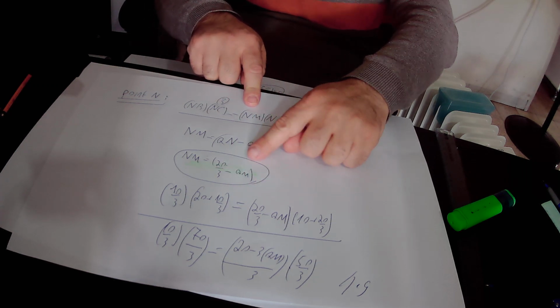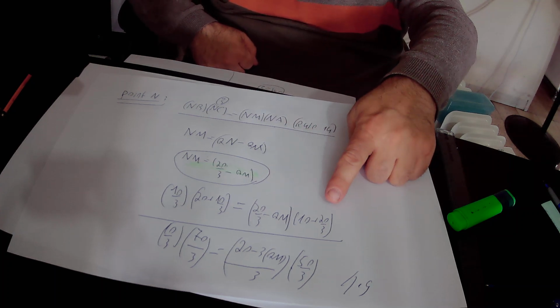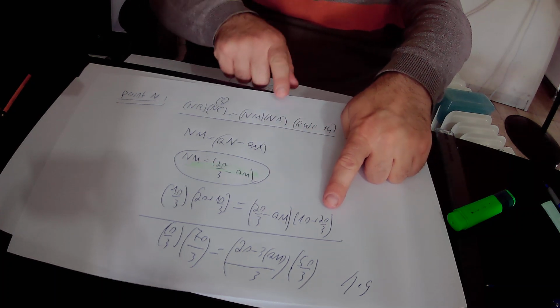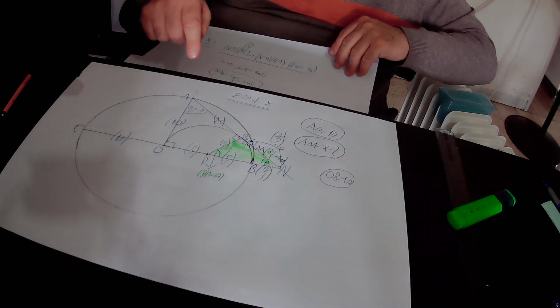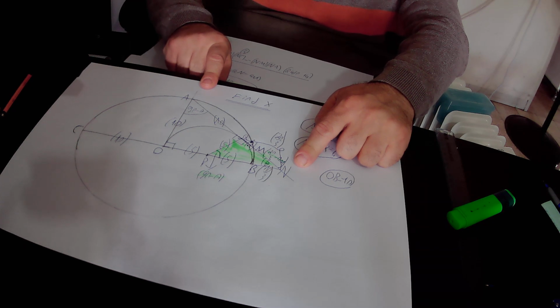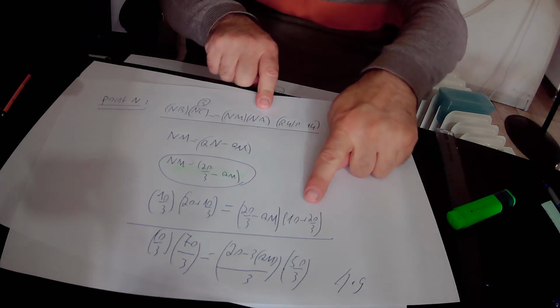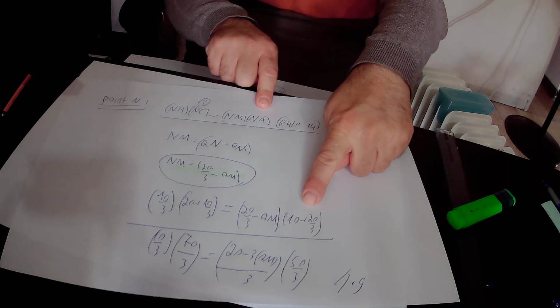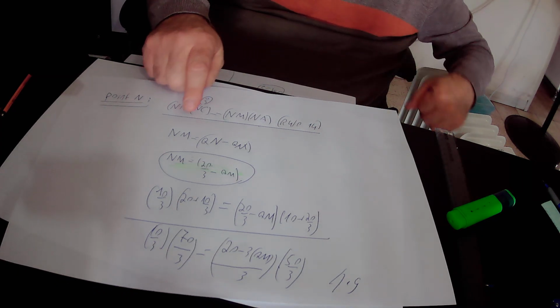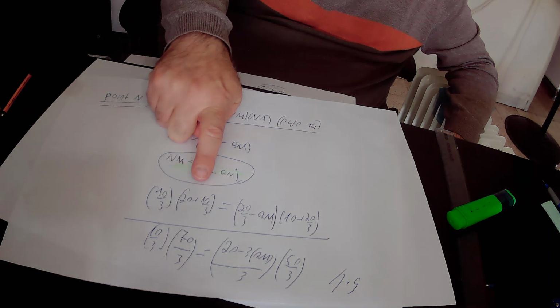We just found out that MN equals 20 over 3 minus QM, times AN. What is the length of AN? AN in total equals AQ plus QN. AQ is 10 and QN is 20 over 3, so AN equals 10 plus 20 over 3. So here we have 10 over 3 times 20 plus 10 over 3.